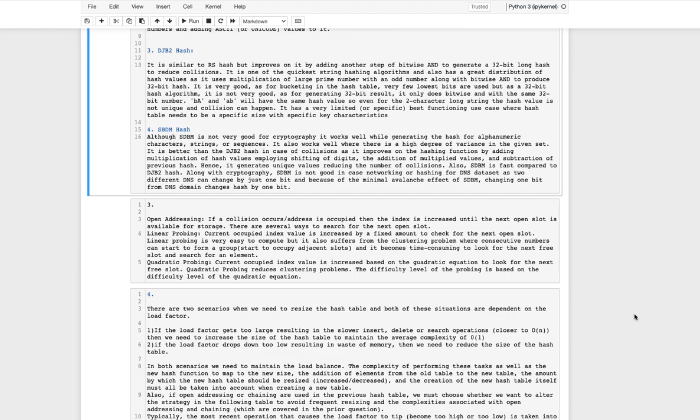Then there's quadratic probing. The current occupied index value is increased based on a quadratic equation to look for the next free slot. Quadratic probing reduces the clustering problem. The difficulty level of the problem is based on the difficulty level of the quadratic equation.